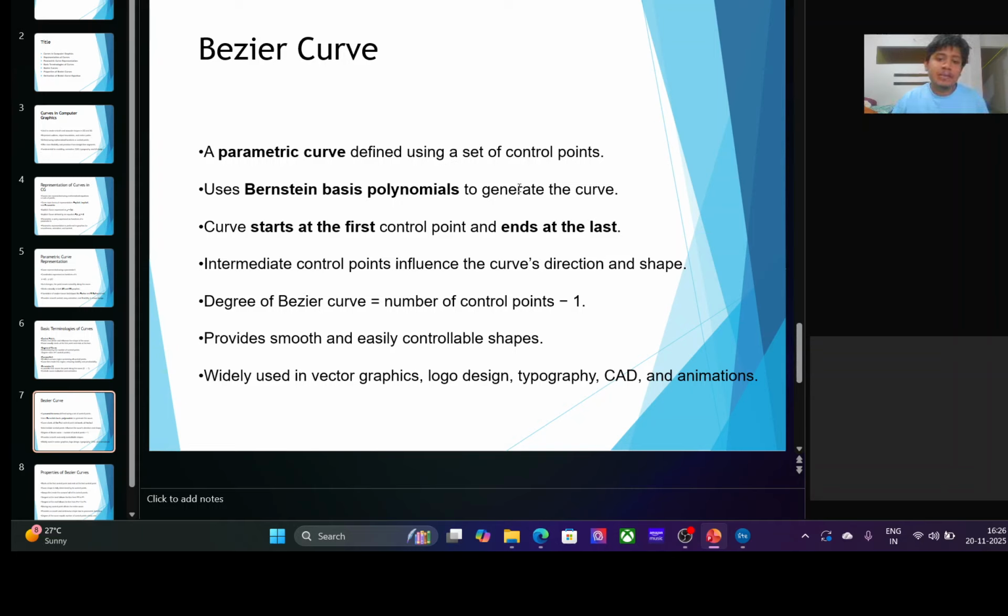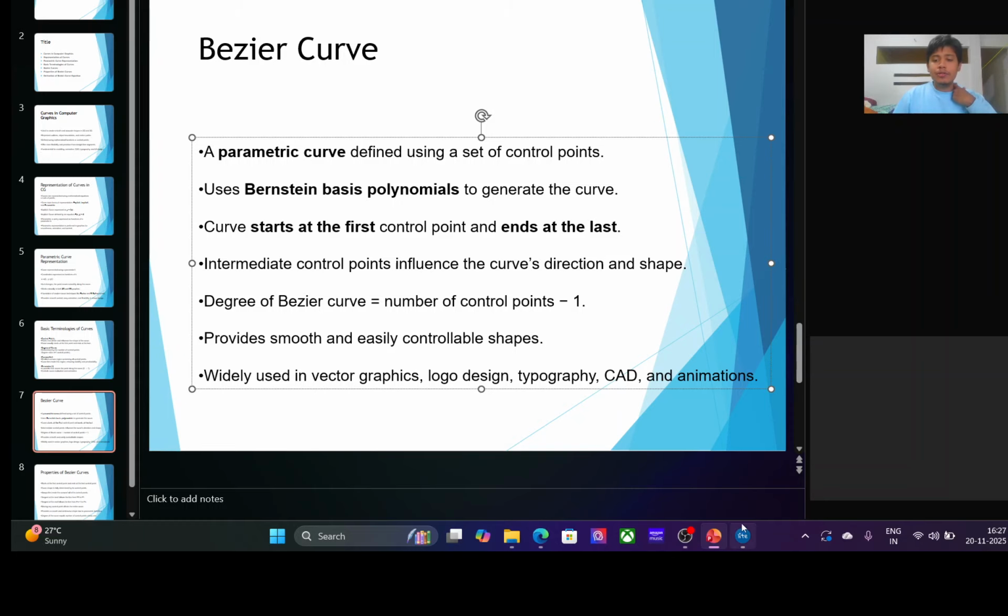It uses the Bernstein basis polynomial to generate the curve. It uses the Bernstein basis polynomial in the formula, and we will be going into that later. The curve starts at the first control point and ends at the last. The intermediate control points influence the curve direction and shape. The degree of a Bezier curve is the number of control points minus one. It provides smooth and easily controllable shapes, and is widely used in vector graphics, logo design, typography, CAD, and animations.